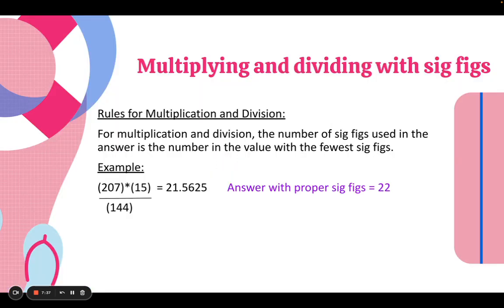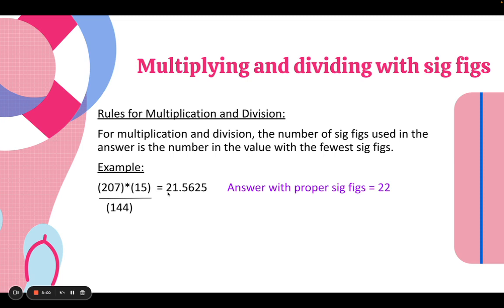And then multiplying and dividing has a different set of rules. This is least number of total sig figs, so this does not deal with decimal places. If I look at the example here, I have 207. That 0 is significant because it's sandwiched in between the 2 and the 7. So 207 has 3 sig figs. 15, 1 and 5, both of those are significant, so that has 2 sig figs. And 144 has 3 sig figs.